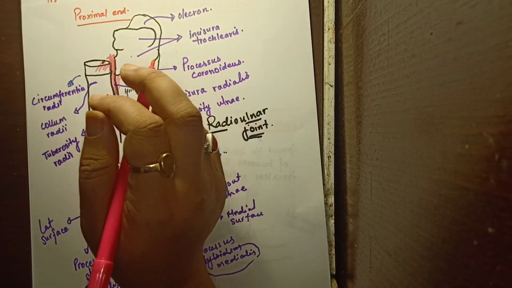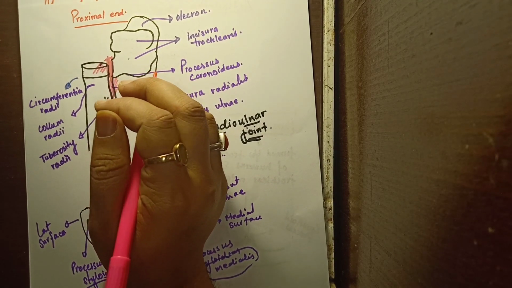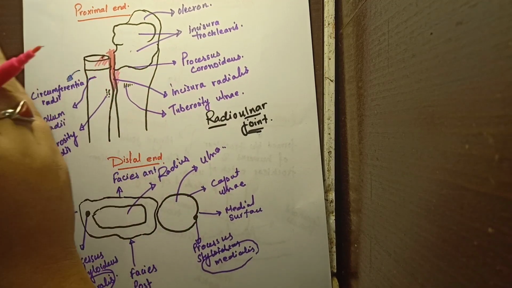Okay, so this is it about today's topic, that is the joints between the radius, ulna and humerus.